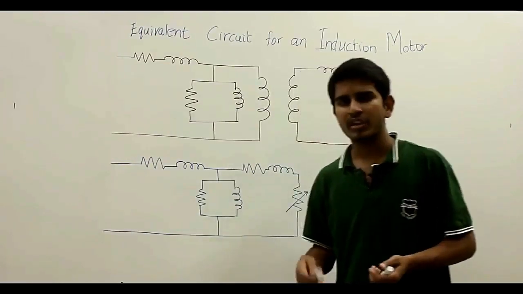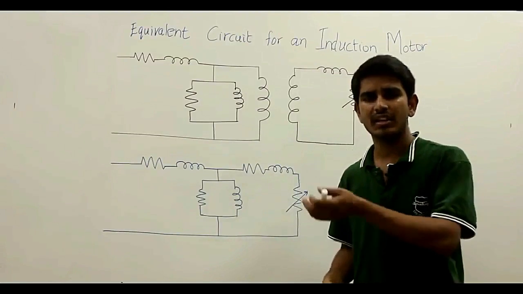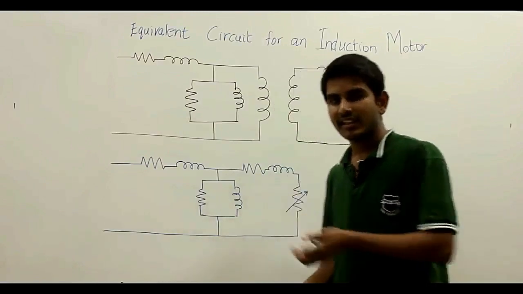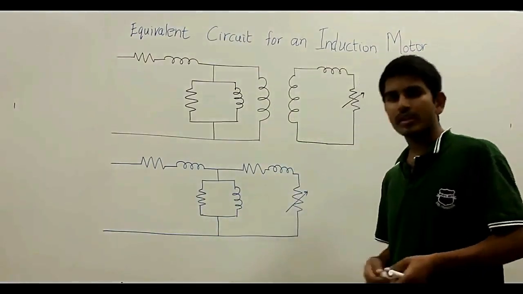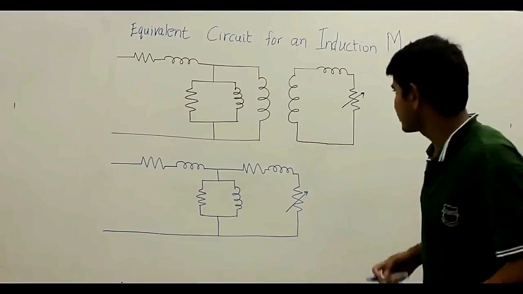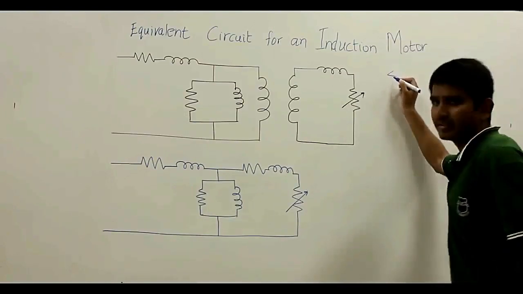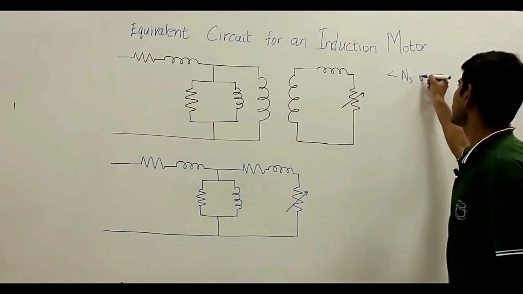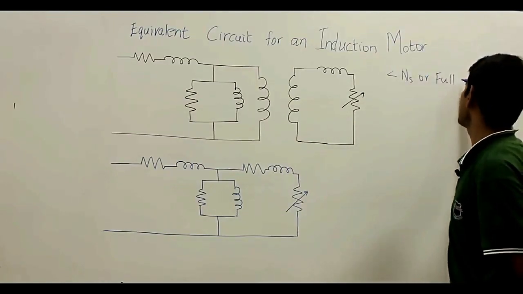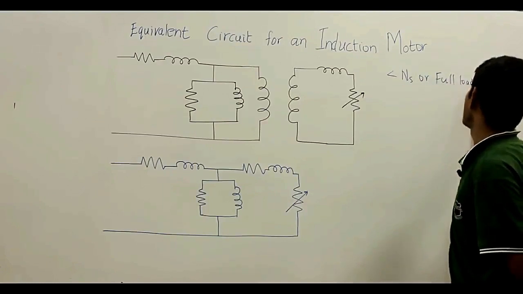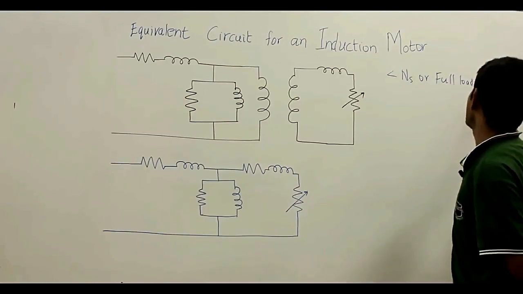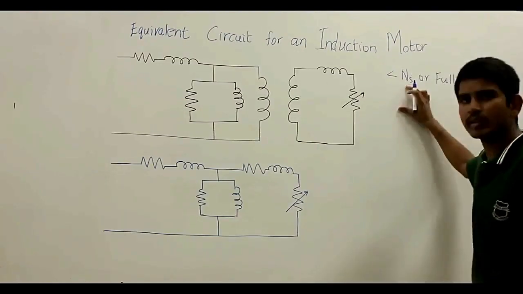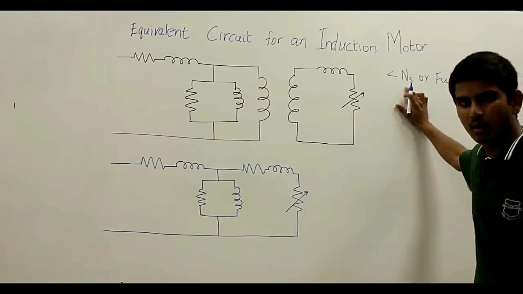And when the motor is operating at slip, it can be said to be a rotating electrical transformer with the secondary side short circuited. And we all know that the induction motor must run below the synchronous speed or full load speed, because some relative difference should be maintained between the synchronous speed and the rotor speed.